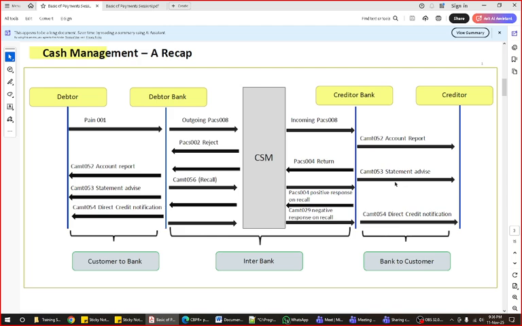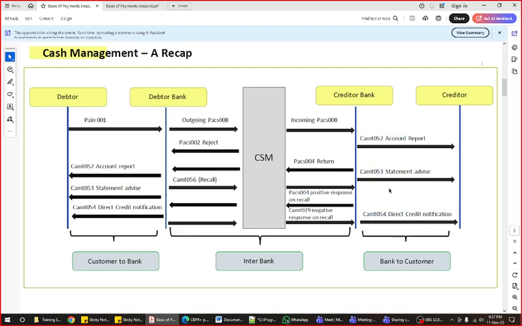Don't worry about this part, what the function of each is. We are going to see each and every message in detail with use cases. But for the time being, you have to understand that after the message is sent, the creditor will receive, depending on what is his ask, an account report, statement advice, or credit or debit notification. So these are CAMT 52, CAMT 53 and CAMT 54.